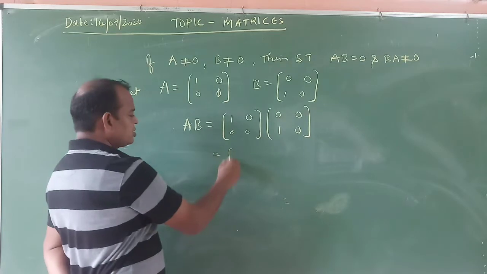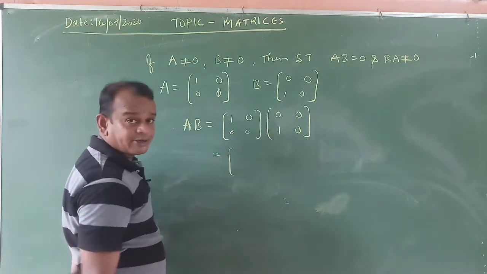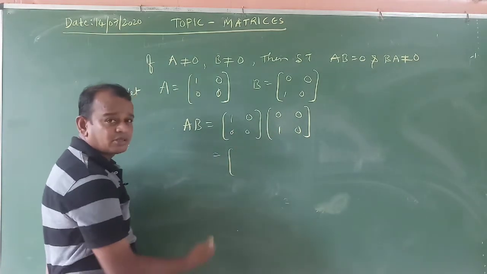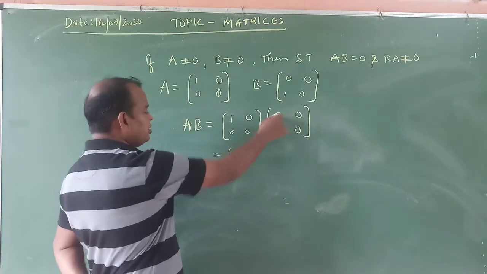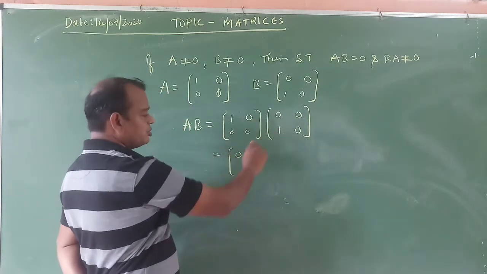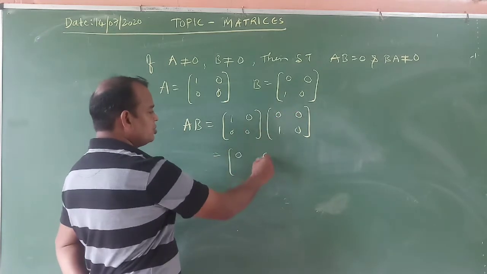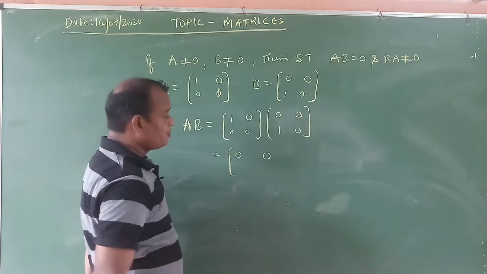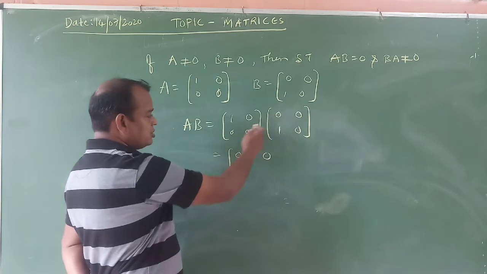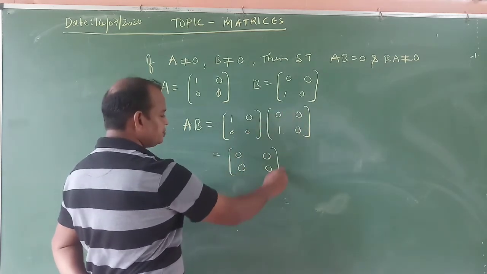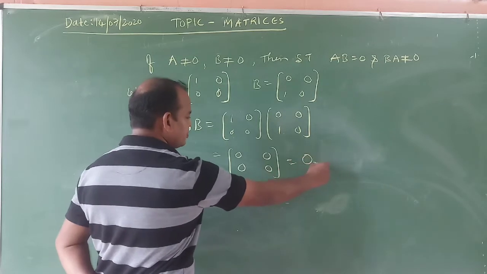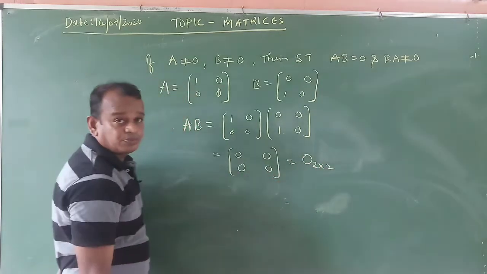You know very well the product is row by column multiplication. For 2 by 2 matrices, matrix multiplication is possible. Row by column: 1 into 0 plus 0 into 1 gives 0, and so on for every entry. This is called the zero matrix of order 2 by 2.